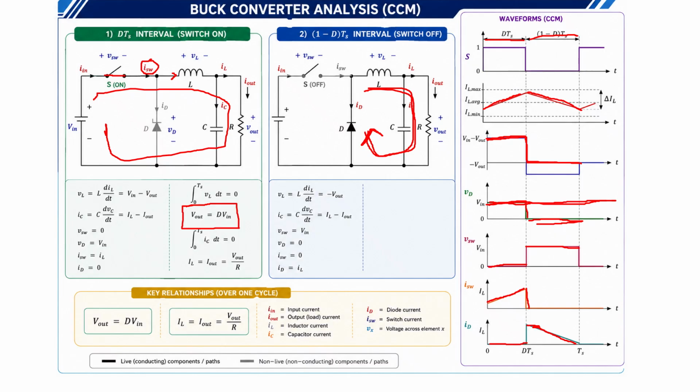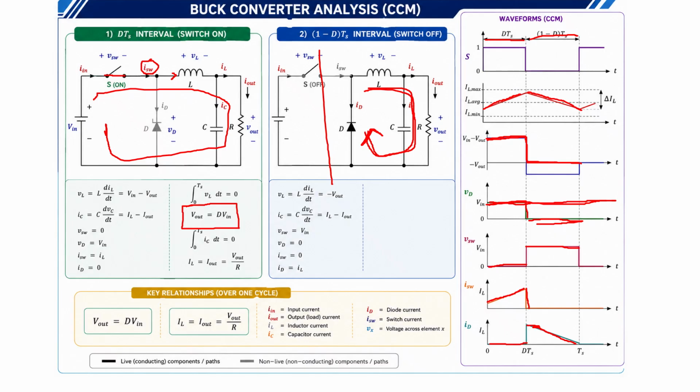In this interval, VL is equal to again L di by dt, but this entire portion is detached from the circuit. So we need not consider the source current, source voltage or supply voltage. Your voltage across the inductor is directly shorted with the load voltage. So VL is equal to L di by dt is equal to minus V naught. You see the polarity.